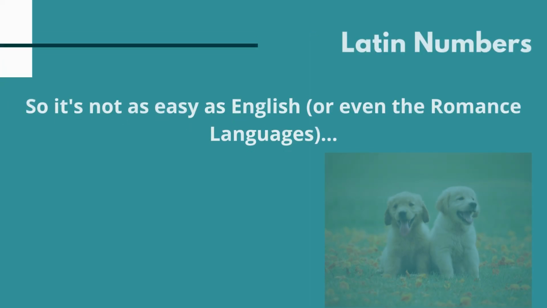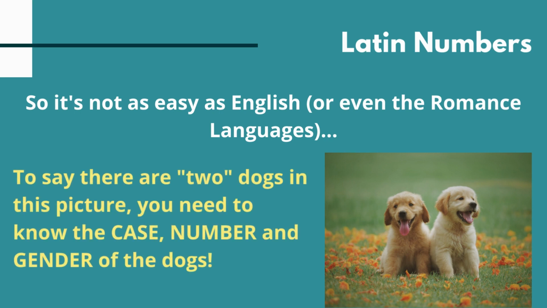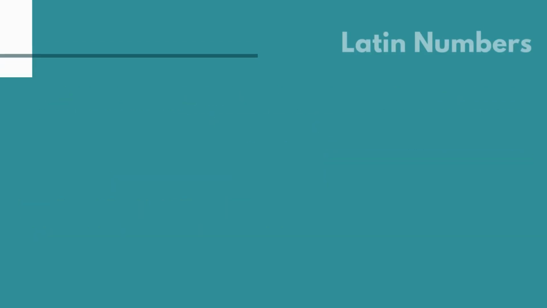And again, if you were to try to use numbers from day 1, it's really not that easy in Latin, right? In English, it's pretty straightforward, even the Romance languages. But if you were to try to describe this picture and say, oh, there's 2 dogs here, you'd have to know the case, number, gender, right? Are the dogs masculine or feminine? I need a plural version of it. What's the case? Are they the subject, the direct object? That's why it's a little more complicated than what you've seen in English. Latin's a little bit trickier. But you're going to be fine.